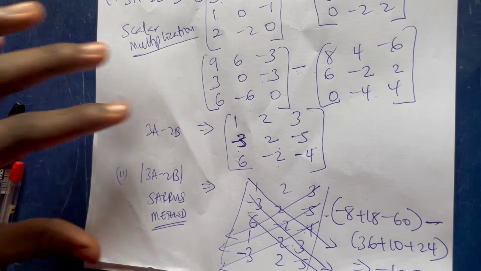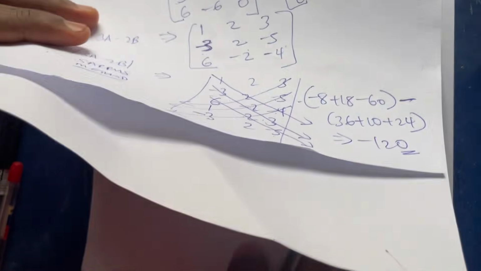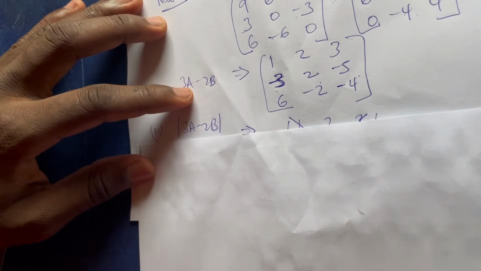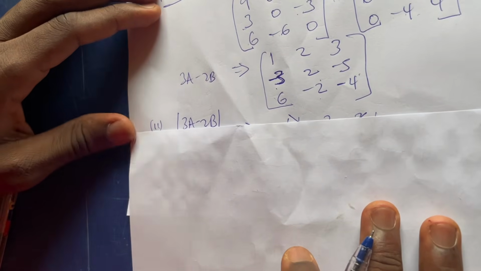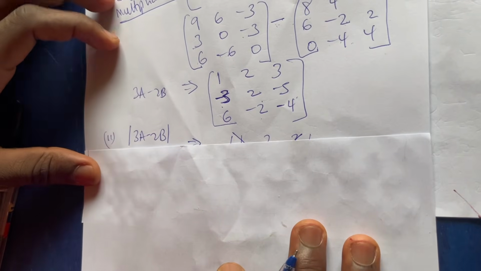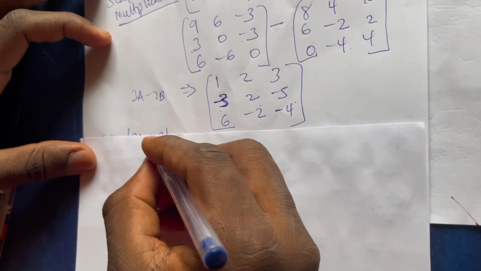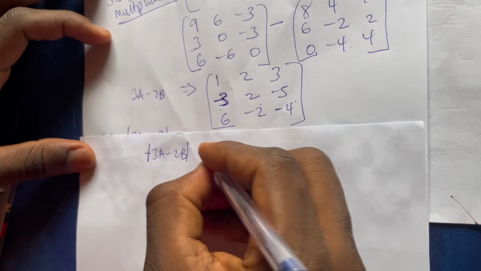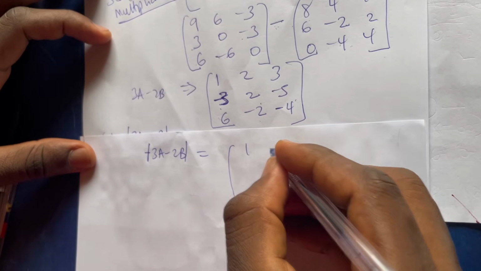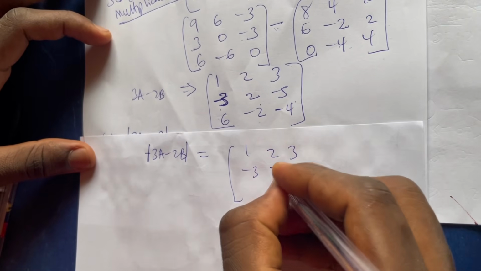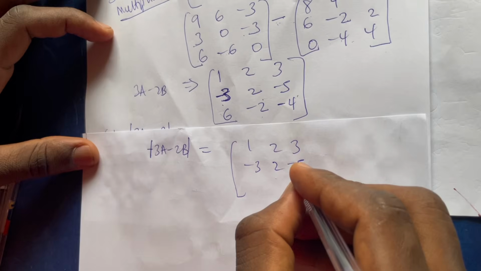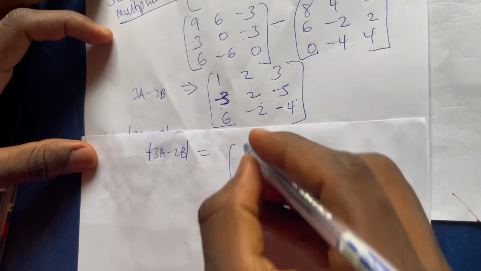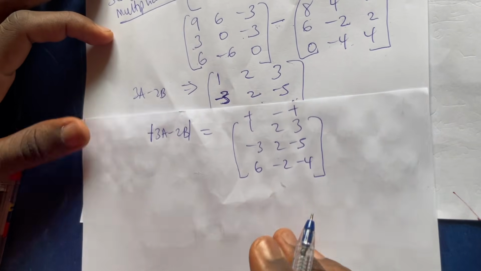Okay, but let me also use cofactor method to do this. Let me just solve it here. I want to use cofactor method to solve this particular question. So how would I go about it? Okay, so the question states again that determinant of 3a minus 2b, so that is 1 2 3 minus 3 2 minus 5, and also 6 minus 2 minus 4. Remember, plus minus plus, right?